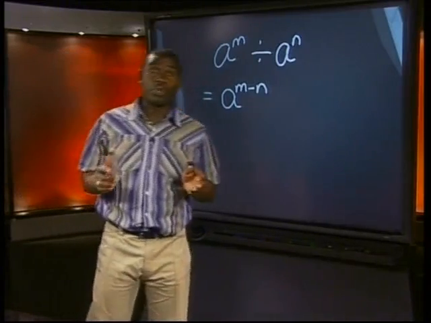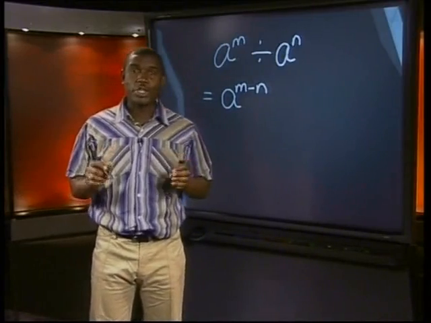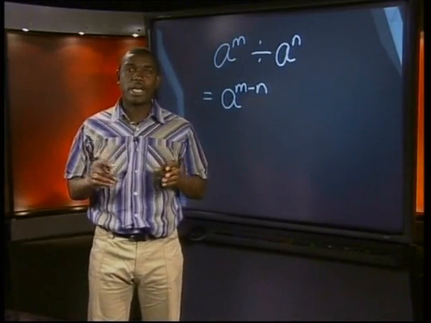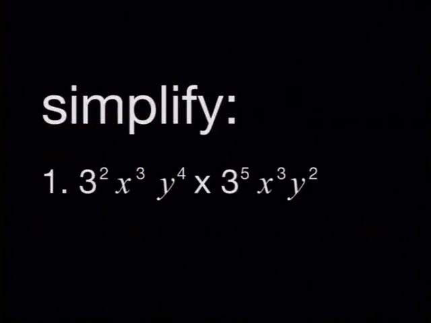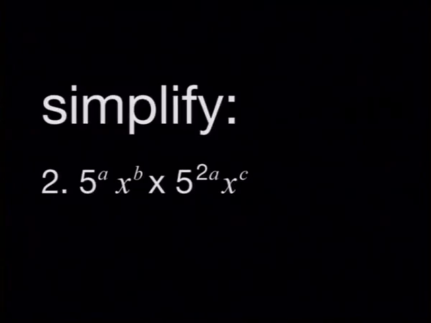You are ready to practice what you have learned in this lesson. In this task, you will multiply and divide with powers that combine numbers and letter symbols. Simplify. Number 1, 3 to the power 2, x to the power of 3, y to the power of 4, multiplied by 3 to the power of 5, x to the power of 3, y to the power of 2. Number 2, 5 to the power of a, x to the power of b, multiplied by 5 to the power of 2a, x to the power of c.